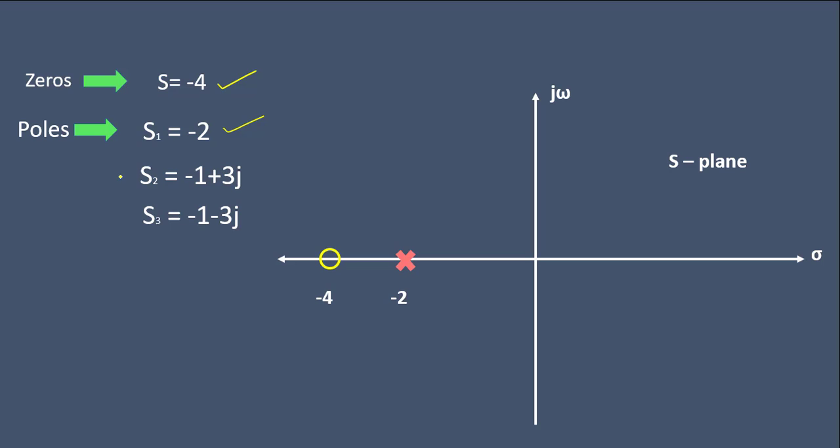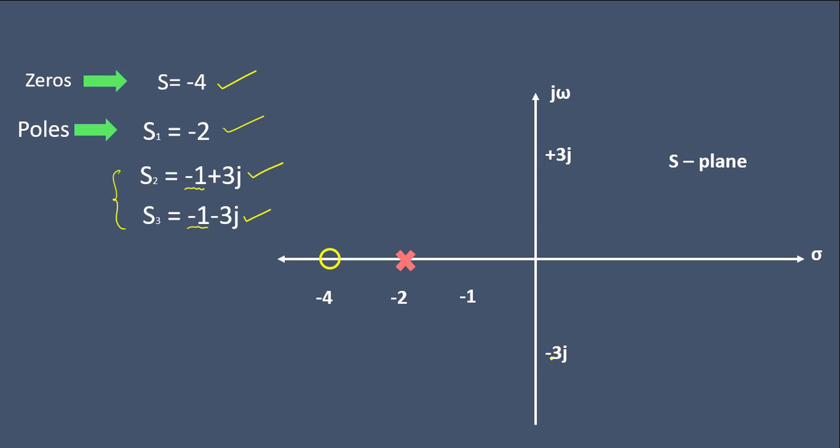Now let us see how to plot this complex pole. The real part of the complex pole is at minus 1 in both poles. So I have to plot the minus 1 point. So I have plotted this minus 1 point. Then we have to plot the plus 3j value and minus 3j value. Since it has a j term, it will be plotted on the imaginary axis. So my plus 3j will be here and my minus 3j will be here.